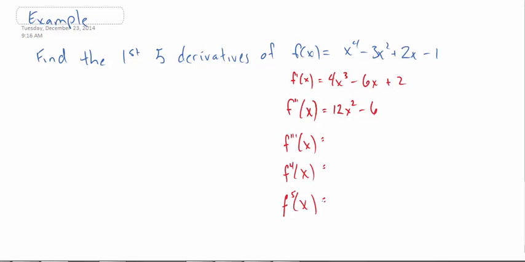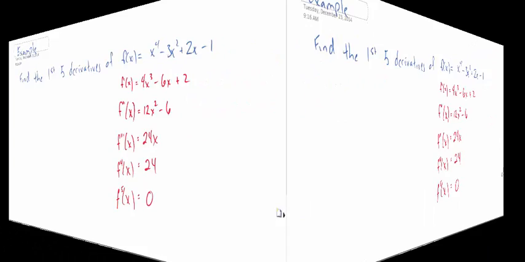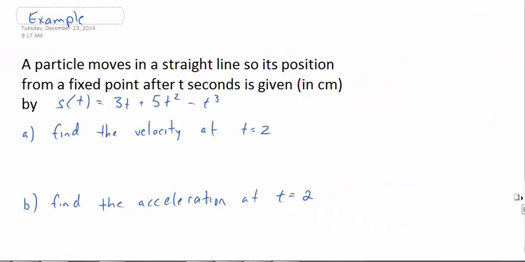Find these other 3 derivatives right now. The third derivative is 24x. The fourth derivative is 24, and the derivative of that, the fifth derivative, is just 0. So there's our first 5 derivatives of x to the fourth minus 3x squared plus 2x minus 1. And now you're wondering, okay, great, we can take the second derivatives, and so on. Why?